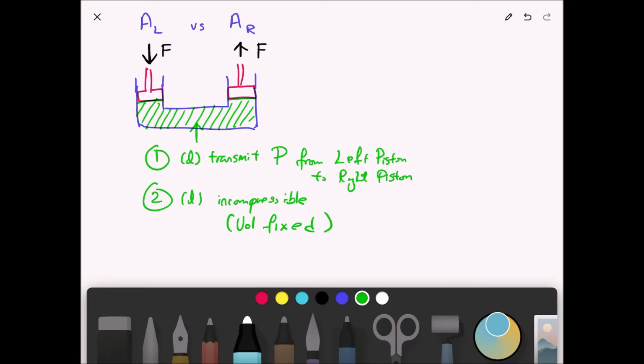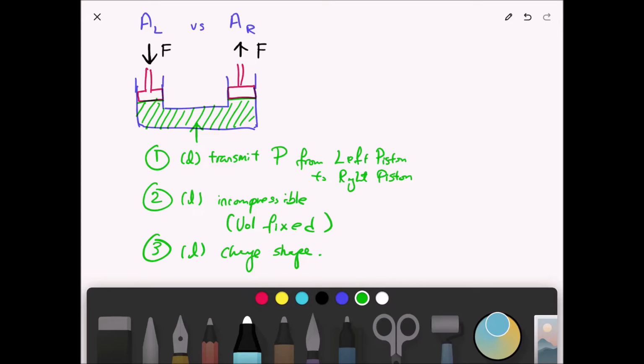Now can I do that with solid? I cannot, and that is because of the third characteristic: your liquid can change shape. I can't do it with solid because the solid would not be able to change its shape and accommodate the change in the column height. So this is quite straightforward, right?